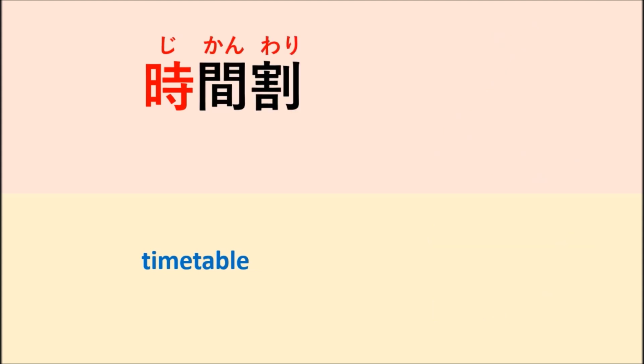時間割 means timetable. 時間 means the time, right? Wari means you divide something. So that means you divide the time into a table. So it means timetable, 時間割.